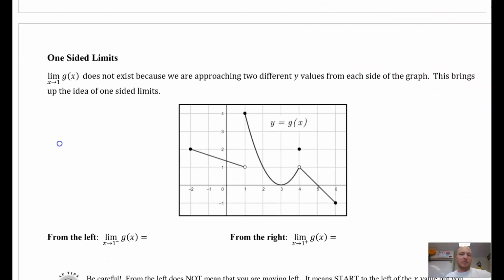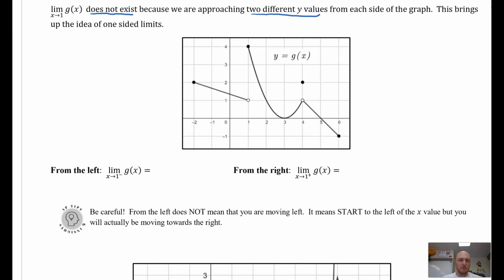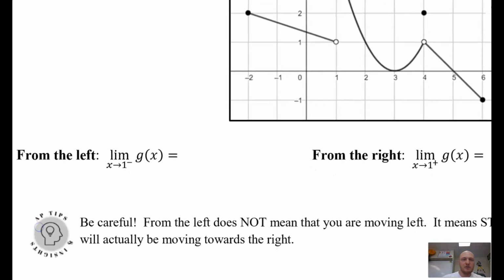All right, so we have been talking about limits from the left, limits from the right, and now we're going to talk about one-sided limits. The limit of g of x as x approaches 1, in the previous case, does not exist because we are approaching 2 different y values from each side of the graph. This brings up the idea of one-sided limits. You are familiar with this notation if you have taken accelerated math with me or Ms. Page. You'll notice the subscript here as we talk about what x values the limit is approaching.